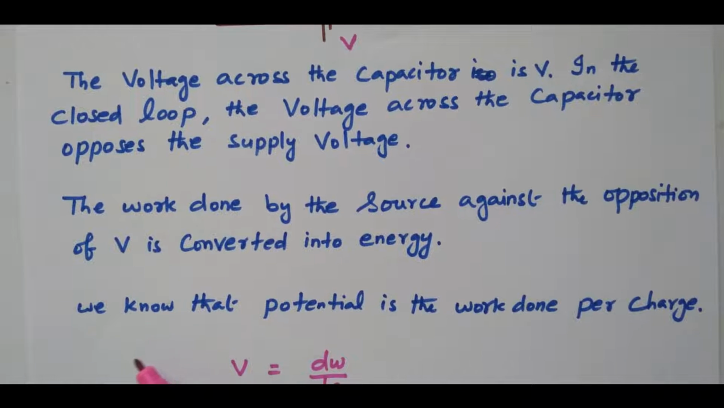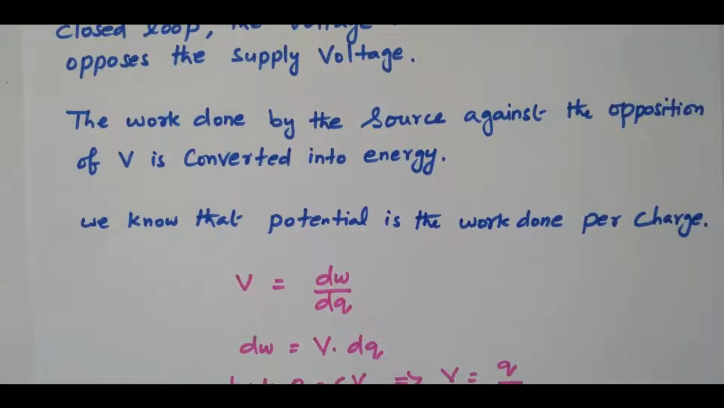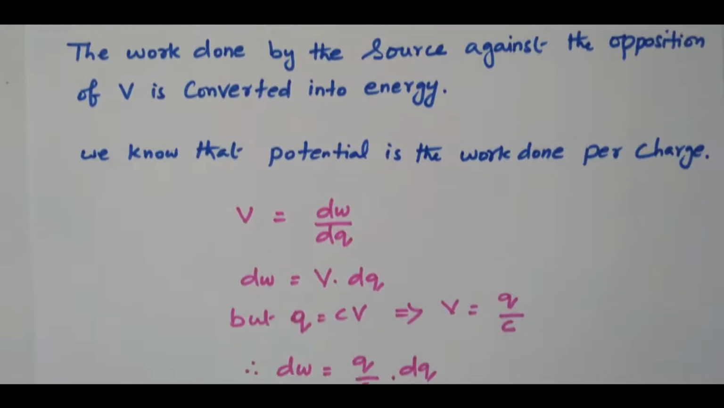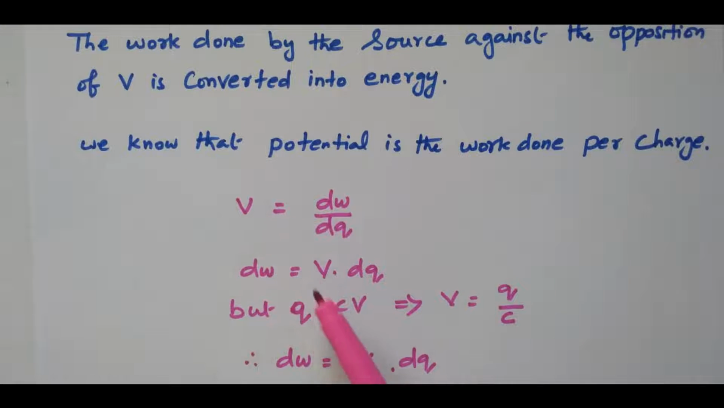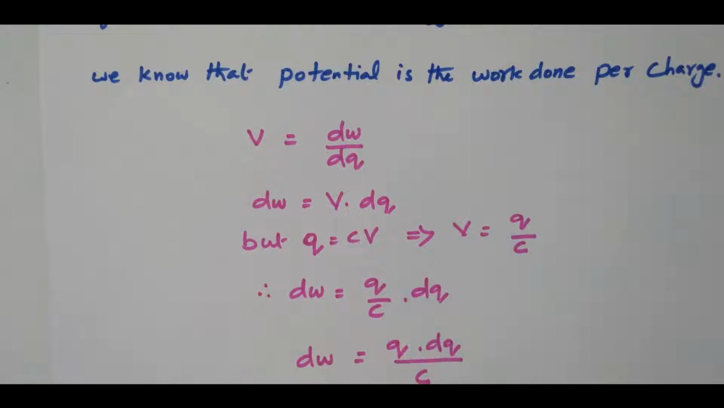Right? So we know that potential is the work done per charge. So what is the potential? V equal to dW divided by dQ. The potential equals work done per unit charge. From that, dW equal to V into dQ. Cross multiply these two. But we know that Q equal to CV. From that, V equal to Q by C. We will replace this V as Q by C. So dW equal to Q by C into dQ.